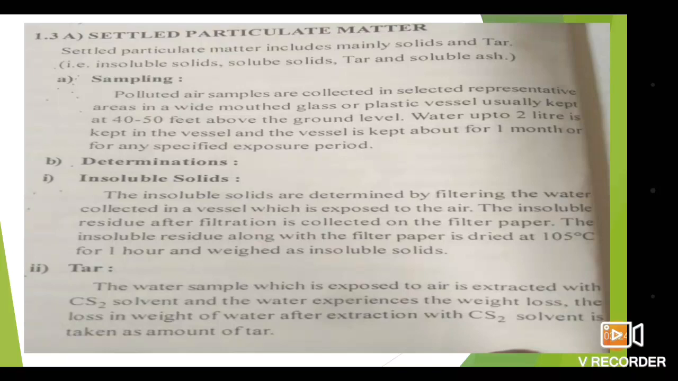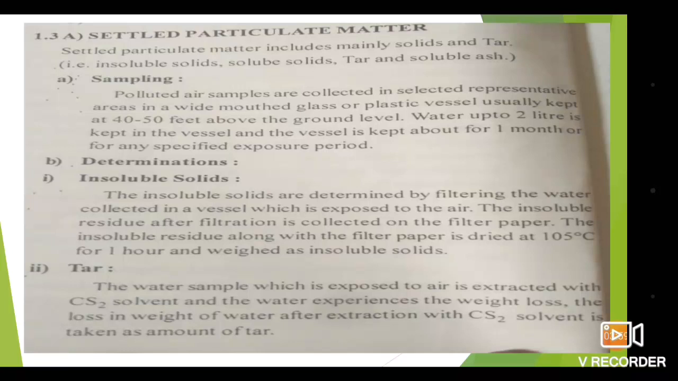Next, second is the settled particulate matter. In settled particulate matter, we are going to learn in detail how the sampling is done and how to determine the different types of settled particulate matter in the air. The settled particulate matter includes mainly solids and tar, that is coal tar. So insoluble solids, soluble solids, tar and soluble ash, all these are included in the settled particulate matter.